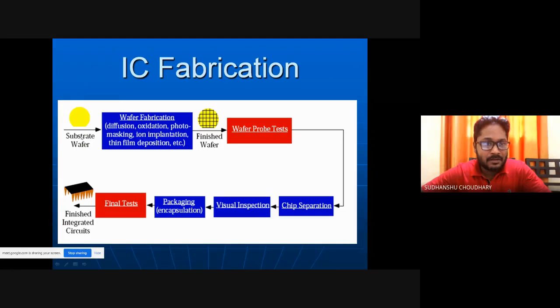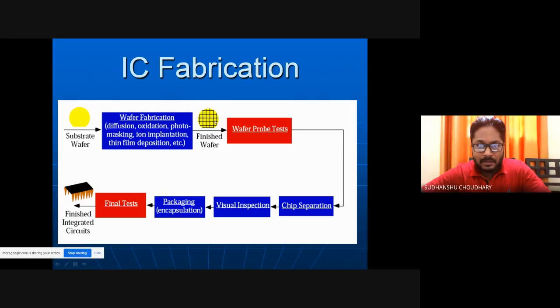So you start here with a substrate or wafer. You have a processed, crystalline wafer, and on that wafer you perform these basic operations like diffusion, oxidation, photomasking or photolithography, ion implantation to create the diffusion regions, and maybe thin film deposition for a metal layer or some other layer, a polysilicon layer, or maybe photoresist layer deposition also.